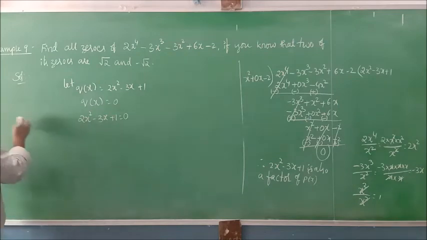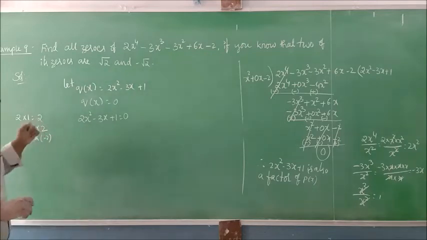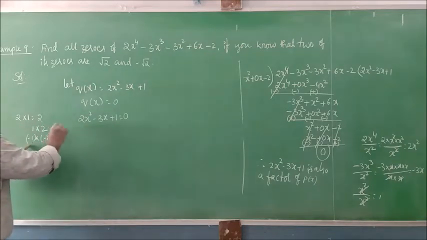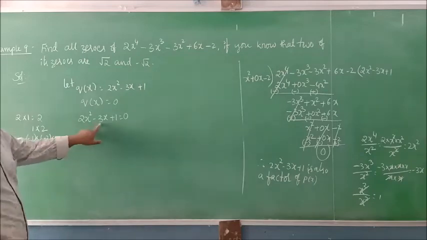So when we multiply a into c, that is 2 into 1, it is equal to what? 2. Factors of 2 are what? 1 into 2 is one pair, and minus 1 into minus 2 is one more pair of factors we get for 2. Now we will choose this pair of factors. Minus 1, minus 2 is equal to minus 3x.